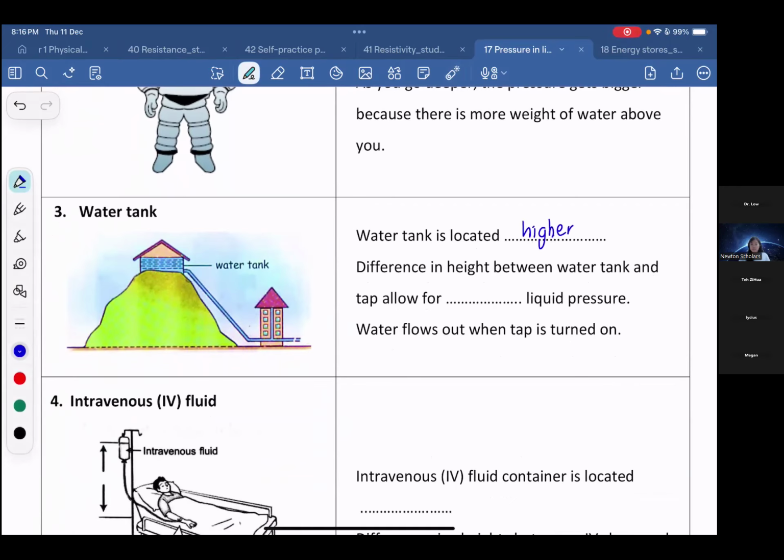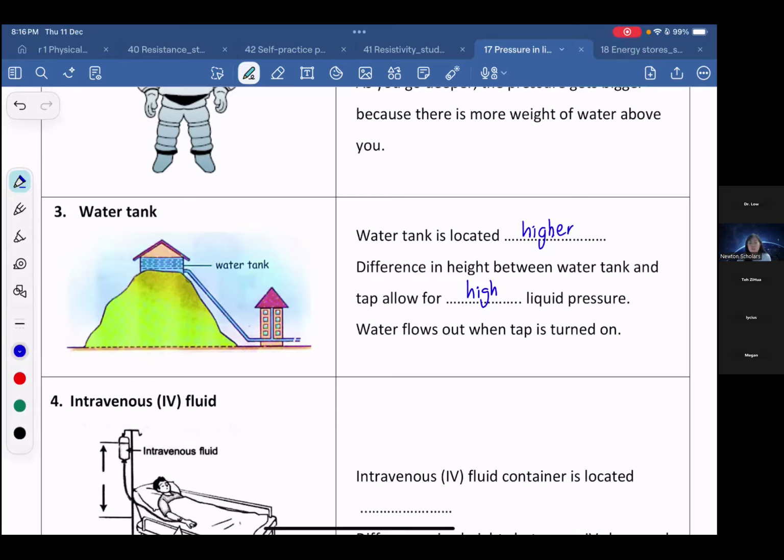It's because like this, we can create a depth. Here we can create the depth, so the difference in height between the water tank and the tap here. This difference will create a high liquid pressure. Water will flow out when the tap is turned on.